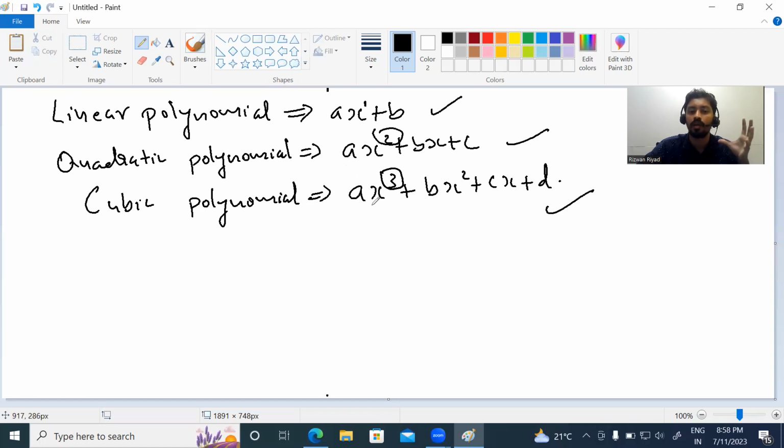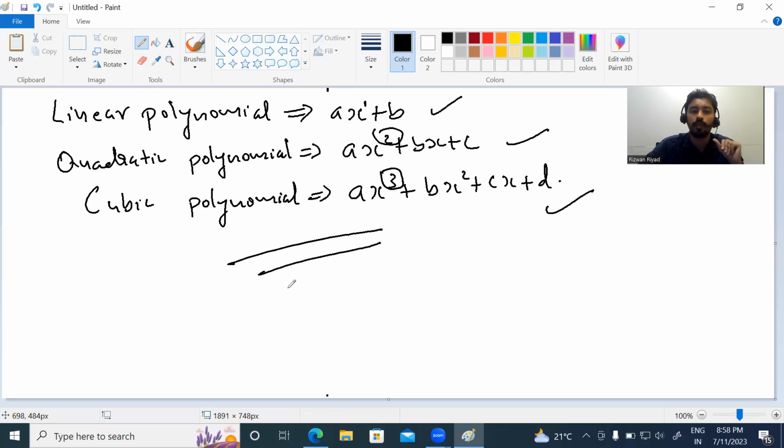For the numbers, you can represent a, b, c, and d. In some cases, these a, b, and c become 0 also. That is also possible. Now these are the general forms of linear, quadratic, and cubic polynomials. Then we can represent the zeros of the polynomial using alpha, beta, and gamma. That I will explain later; we will come to that. First understand that these are the general forms of polynomials.